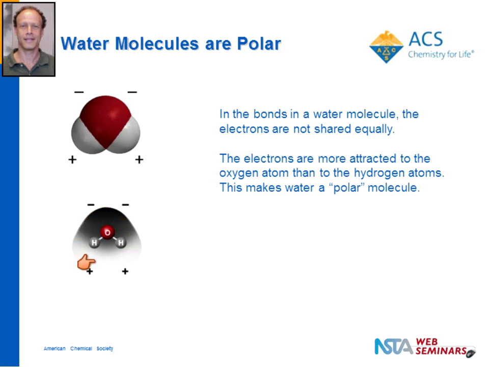This model here is called a charge density model. It just shows that this very light gray area is a bit more positive, and this darker area is a bit more negative. It shows where the electrons are.